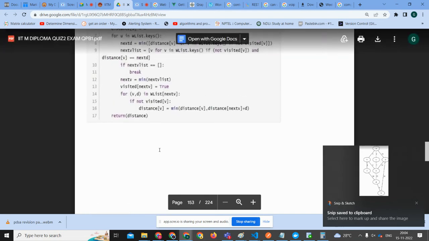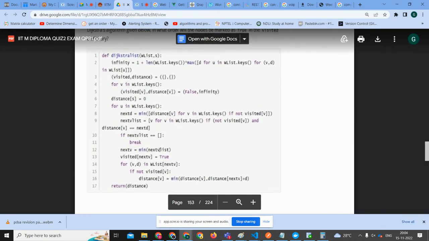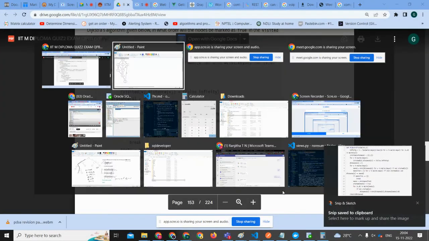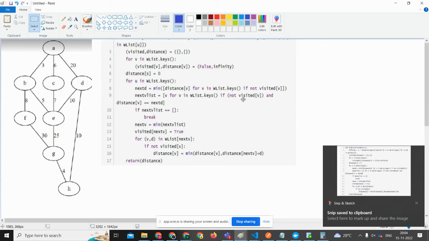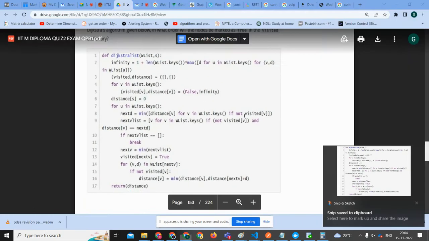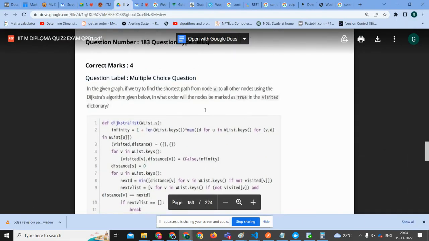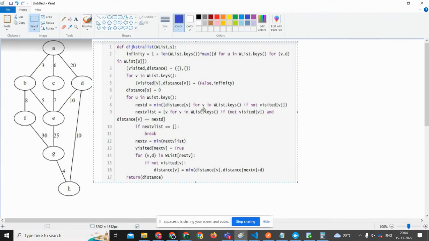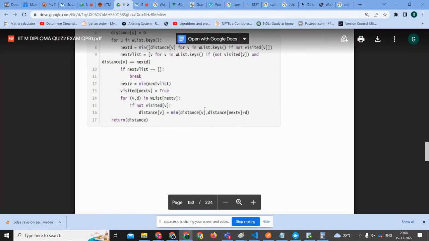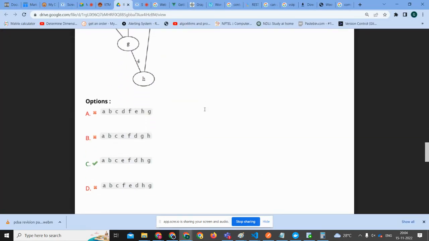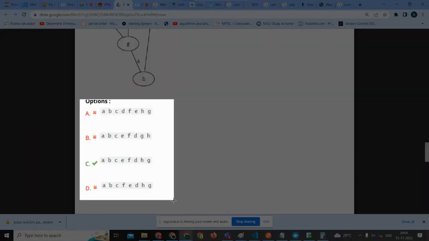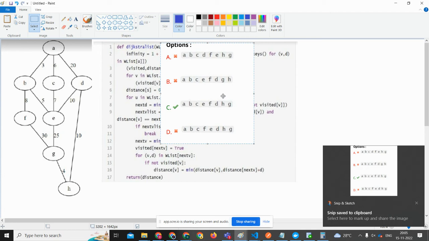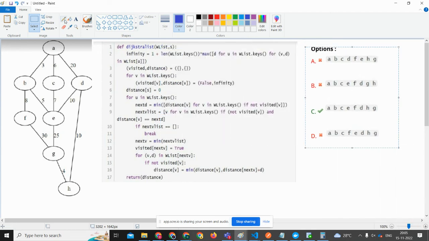I have taken that. Let me also take the code. The question is, in what order will the nodes be marked as true? Let me also take the options just in case. And I sneezed.